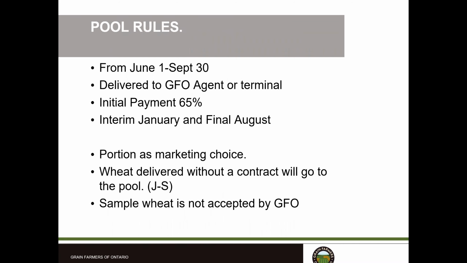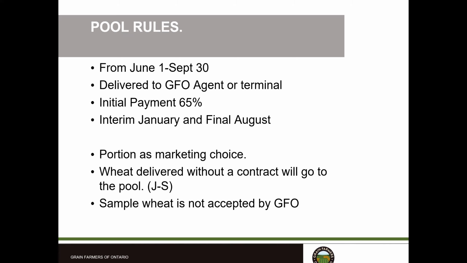Some of the rules for the pool: it runs from June 1st to September 30th as far as a contribution. That means that you need to deliver the wheat to the pool before the 30th of September. Deliver to an agent or a terminal. Again, as we said, we have a lot of agents in the area and we can give you a list of them that you can bring them to. These are delivered, meaning that the cost is incurred by you to deliver it to the agent and any handling fees. They will pay you the initial payment, which is set.